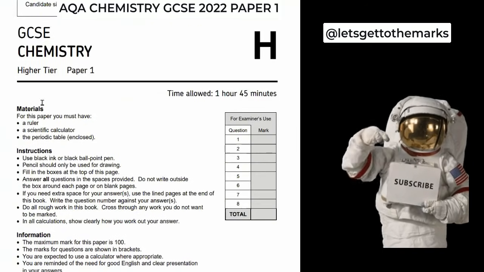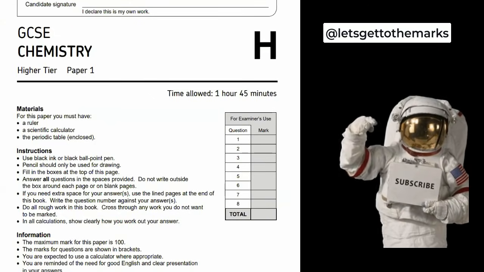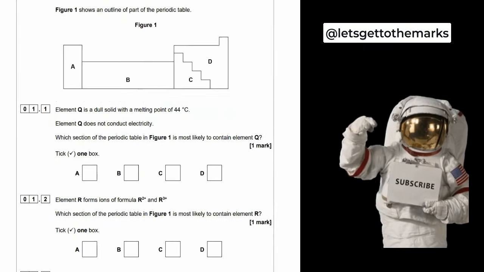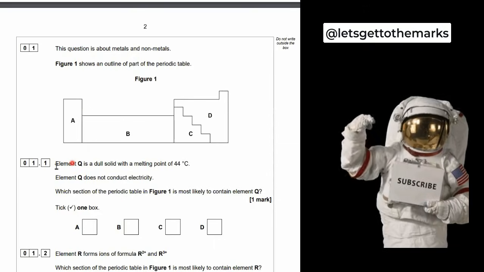As you can see here, before we get into it, we've got 8 questions. Obviously, this is the PDF taken from the website, which, as I say, the link's in the description. So here we go, let's get into the first question. Question 1. This question is about metals and non-metals. Figure 1 shows an outline of part of the periodic table. Here's figure 1. We've got A, B, C, D.